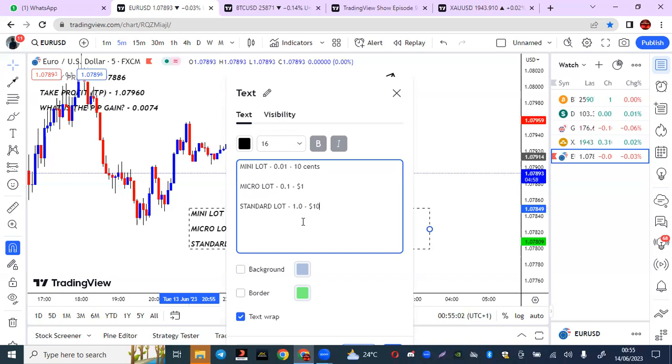Yes, ma'am. Okay. So now let's use our sample 45 pips to know what we are going to gain or lose if the trade ends in profit or loss. All right.